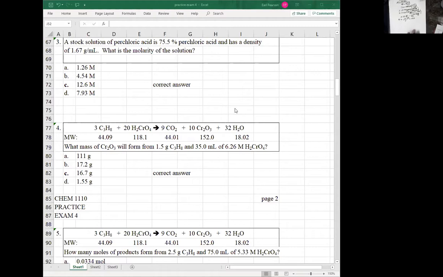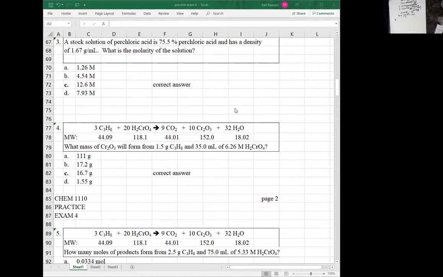All right. Let's go to number 4 while we're here. Now, we've got a reaction. It's C3H8, there's 3 of them. That's propane. And 20 chromic acids from chromate ion makes 9 carbon dioxides, 10 chromium-3 oxides, and 32 waters.